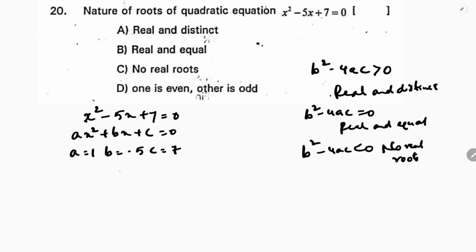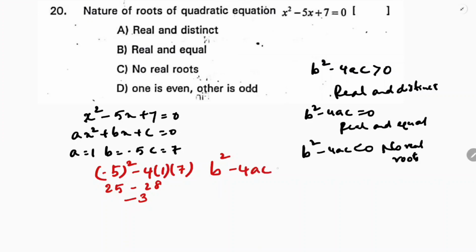Now simplifying, (minus 5) whole square minus 4 into 1 into 7, so 25 minus 28, which is minus 3. So clearly b square minus 4ac is less than 0. So no real roots. So the correct option is C.